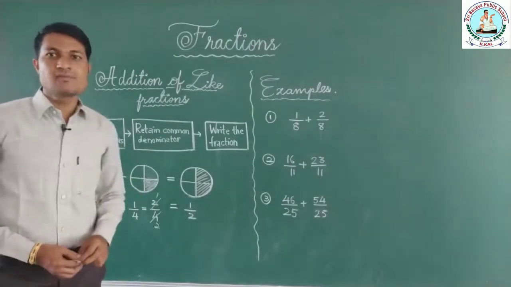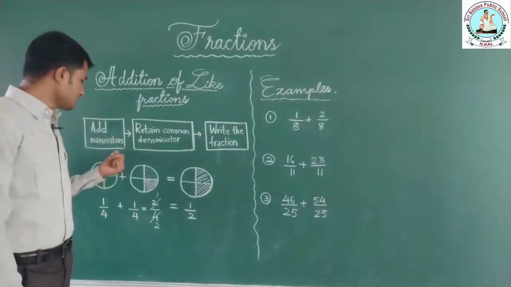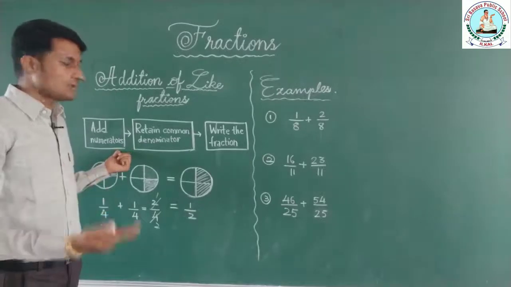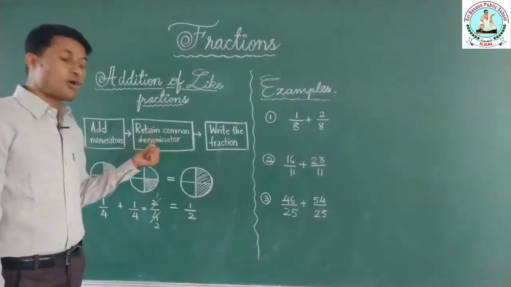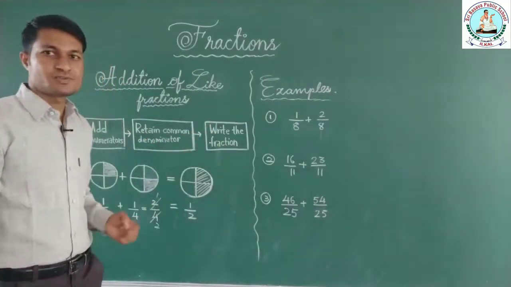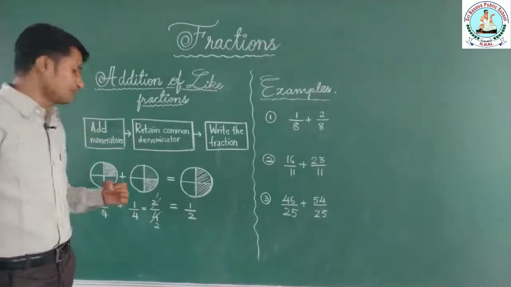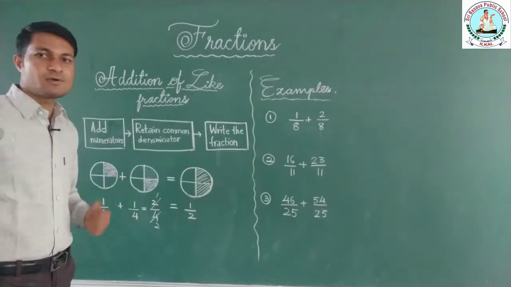Usually, the addition of like fractions can be done in three steps. The first step is to add the numerators, because the denominators will be the same. After adding the numerators, you have to retain the common denominator and finally write your fraction. Not getting how to carry out these steps? Don't worry, I am here to help you. Let us understand the addition of like fractions with the help of these pictures.